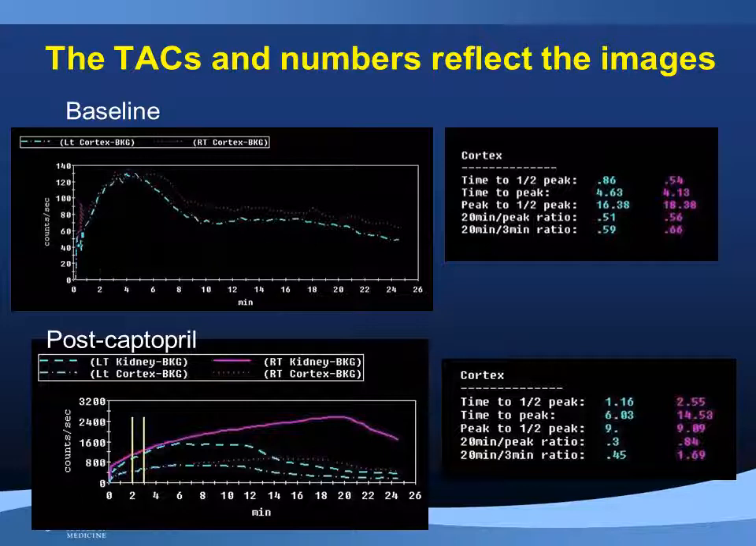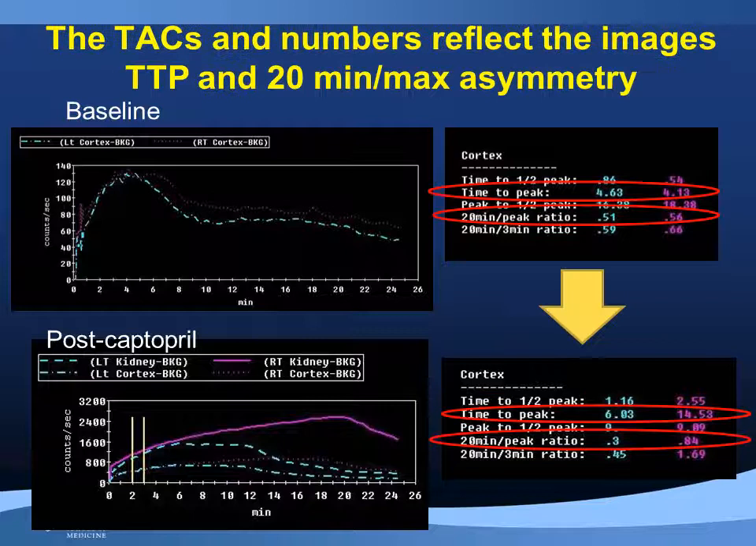Notice at baseline we have nice symmetric time activity curves. What happens post-captopril? The right kidney time activity curve goes high, and our numbers change. First, the time to peak at baseline and the 20-minute to maximum activity ratios were about equal. Notice the 20-minute to maximum activity ratio, both were slightly abnormal, but they were symmetric. But after we give the captopril, the time to peak on the right increases, and our 20-minute to maximum activity ratio also increases, and they become very asymmetric.